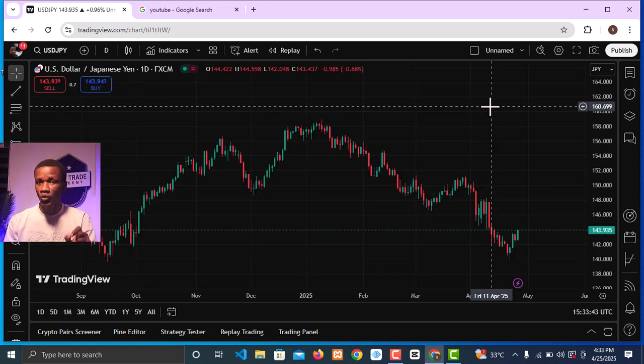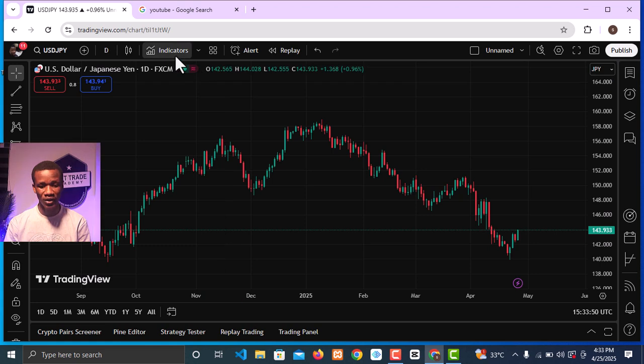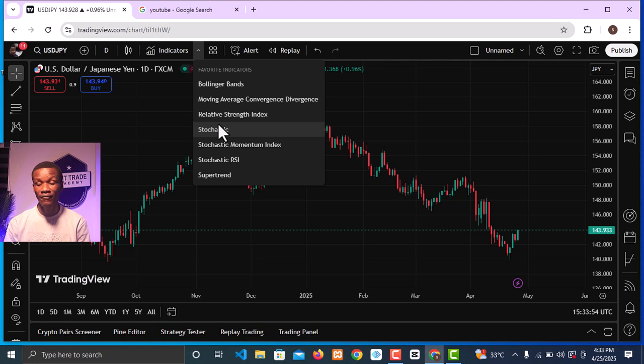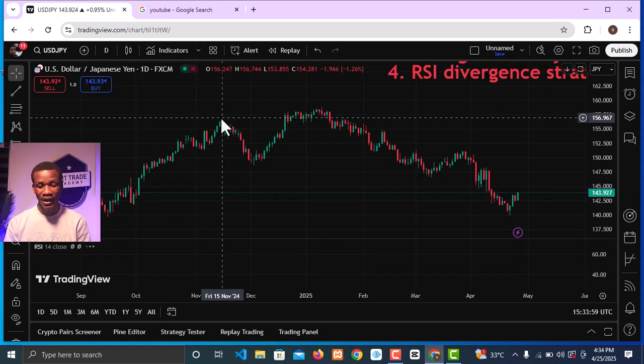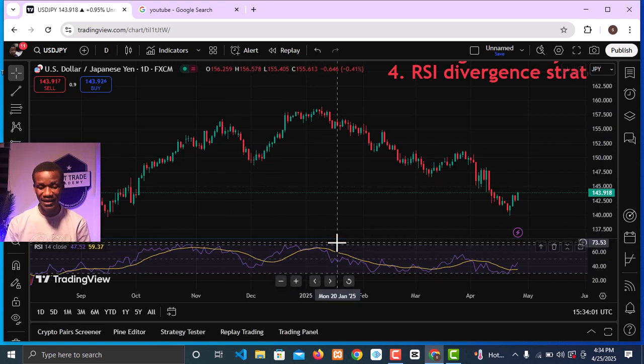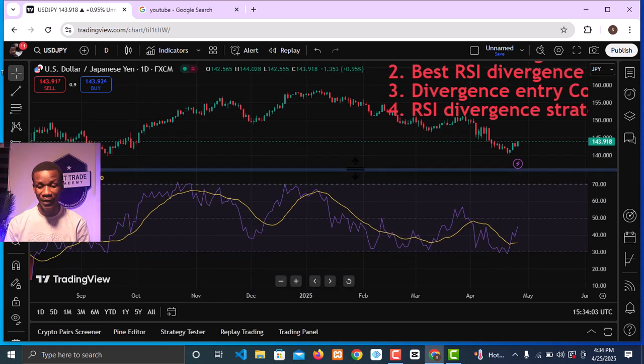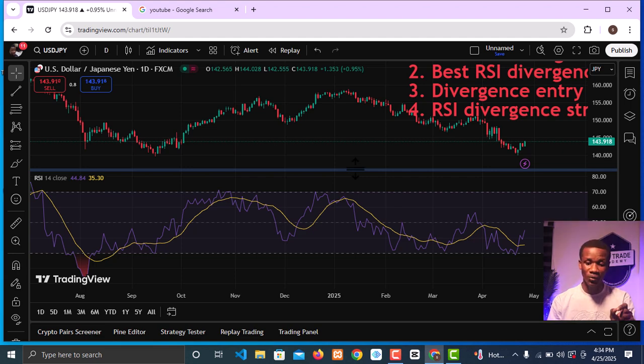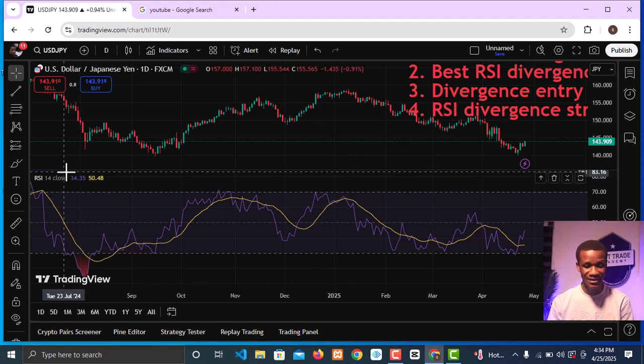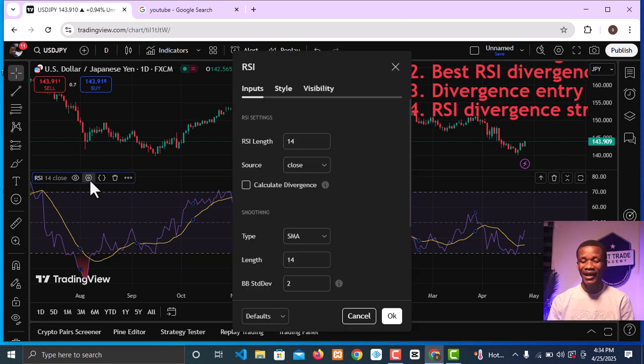The first thing we need to do here is to put the RSI indicator on our price action. So you simply go to this indicator tab, and right here I already have it under favorite, so I don't need to search for it. I will just click on it, and you see that the RSI is now on my price action right here. So what I will do right now is go to the settings, and I will change this setting later to suit what we want to do.